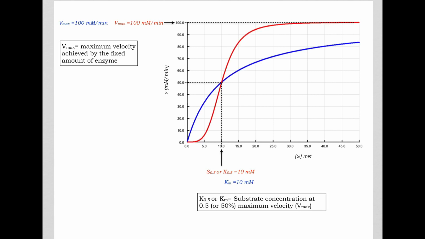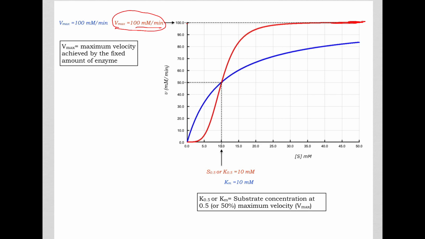If we use the statistical software, we will see that the Vmax for the sigmoidal curve comes out to be about 100 millimolar per minute for this data. And you can see visually too, that's about where the maximum velocity is, right around here.